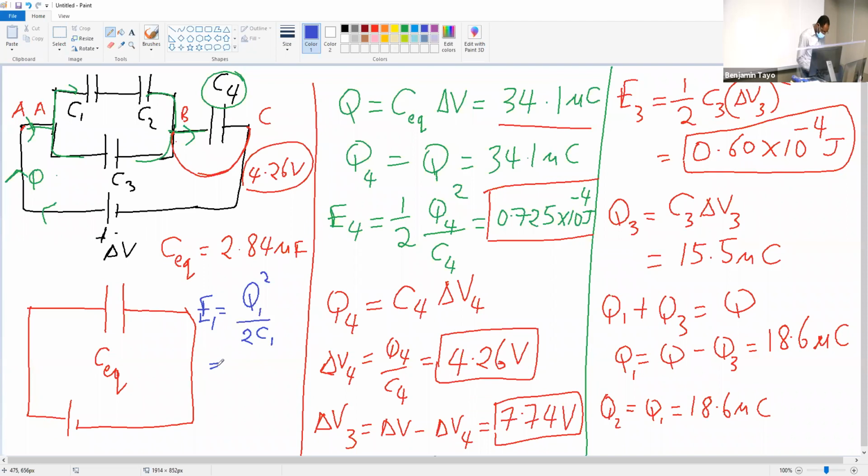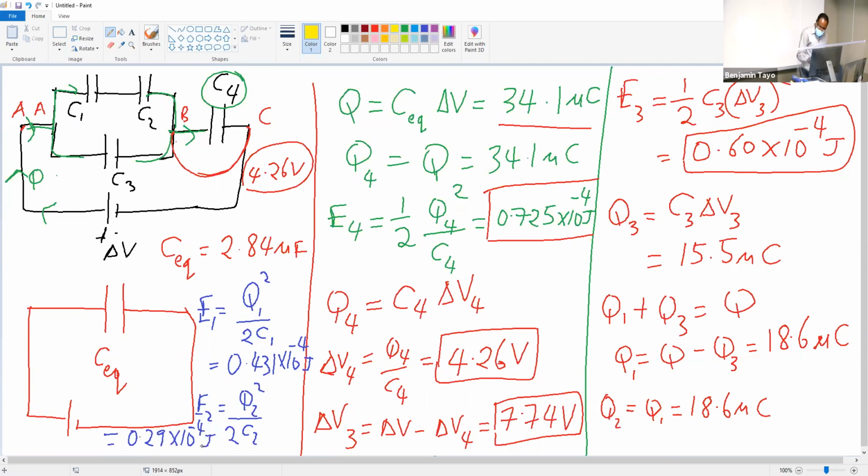It should give me 0.431 times 10 to the negative 4 joules, and then your E2 equals Q2 squared over 2C2. And if you do that correctly, your E2 should be equal to 0.29 times 10 to the negative 4.